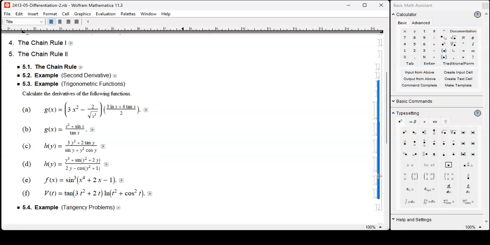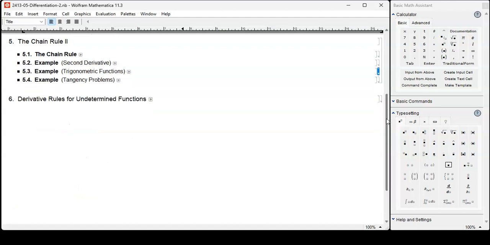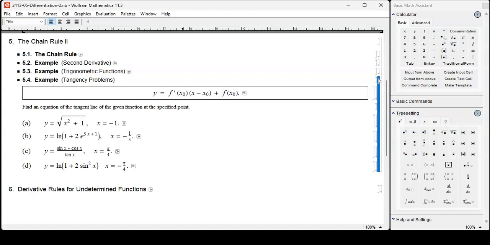We went through some trigonometric functions. Those have some horrendous computations there, but those are necessary. Now, let's do some tangency problems. Remember that?